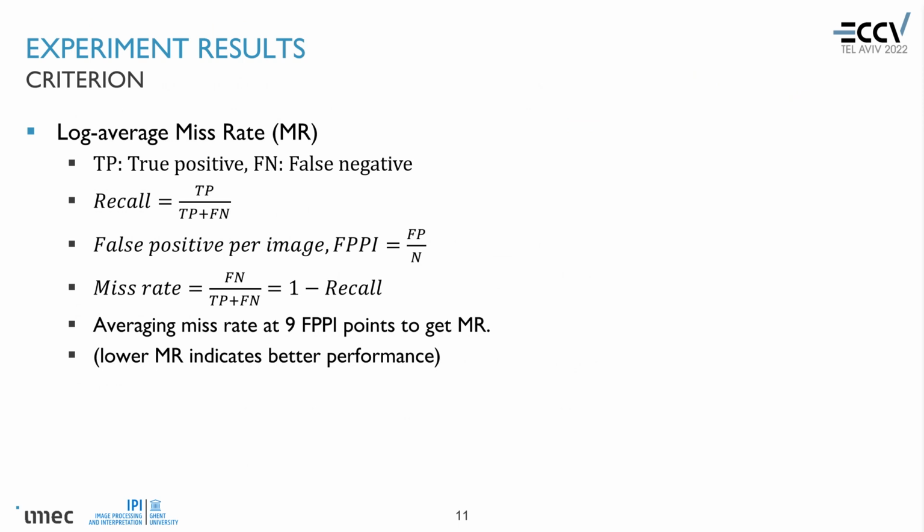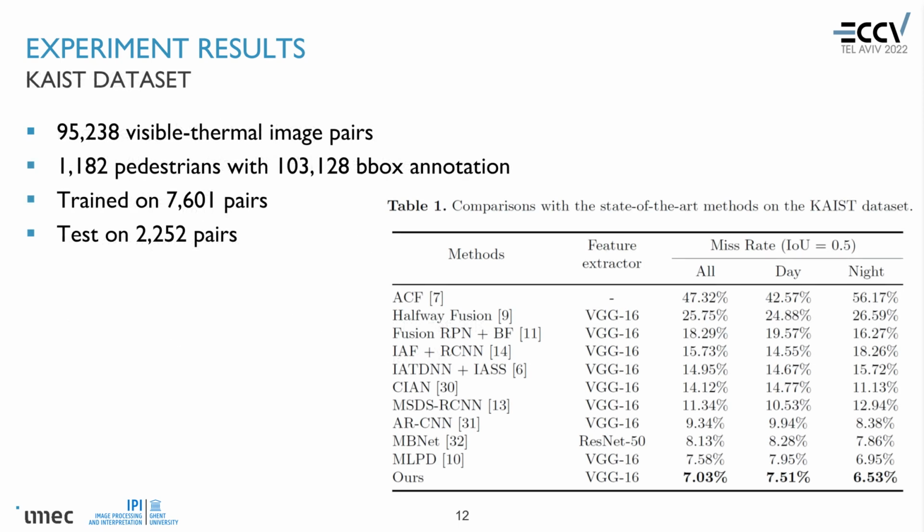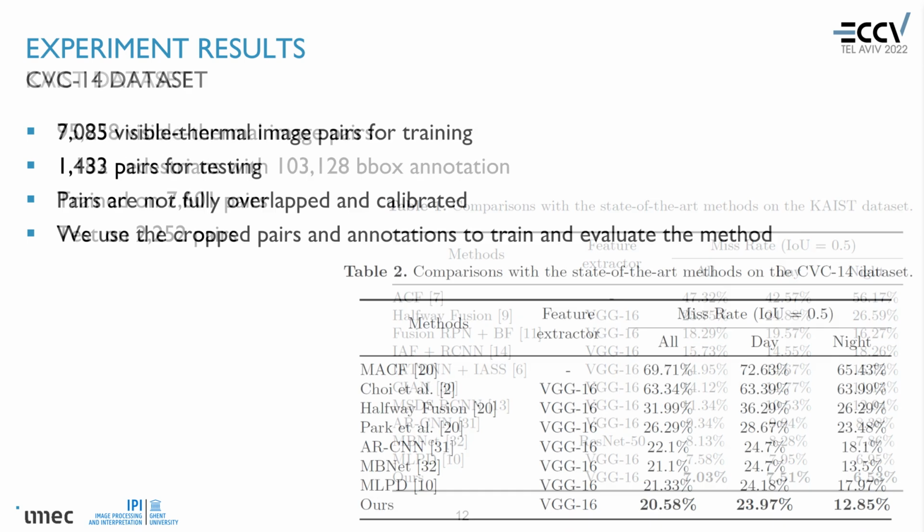In all the experiments, we use log average miss rate as our metric to evaluate the detection performance. A lower miss rate score indicates better performance. So, in the first experiment, we used the KAIST dataset to evaluate the detection performance. This dataset consists of 95,000 RGB thermal image pairs. We compare with other competitors with similar feature extractors. Our method can achieve better performance no matter in day, night, or all the subsets.